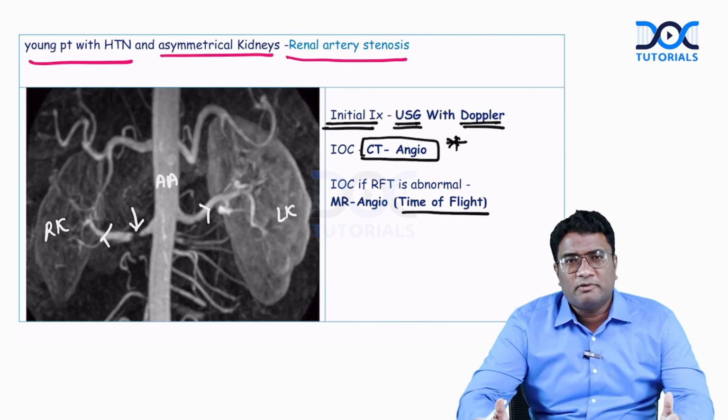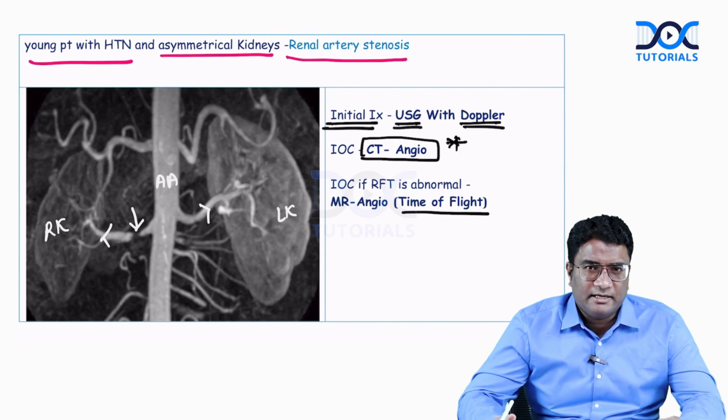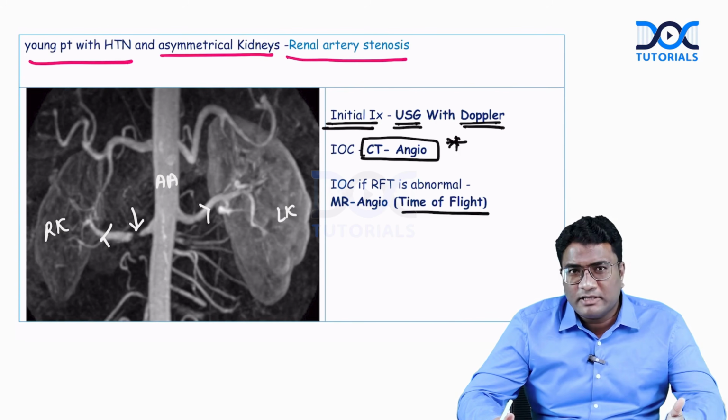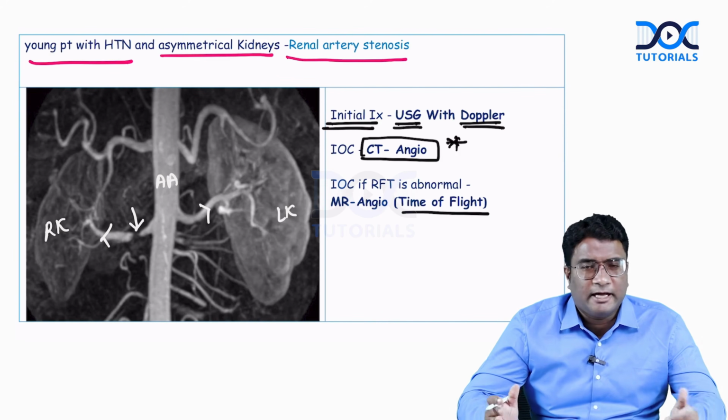So what are the things to remember about renal artery stenosis? A young person with hypertension, asymmetrical kidneys. Initial evaluation is done with ultrasound Doppler. The investigation of choice is CT angiography. If the renal function tests are abnormal, what do you prefer? MR angiography with the time of flight.